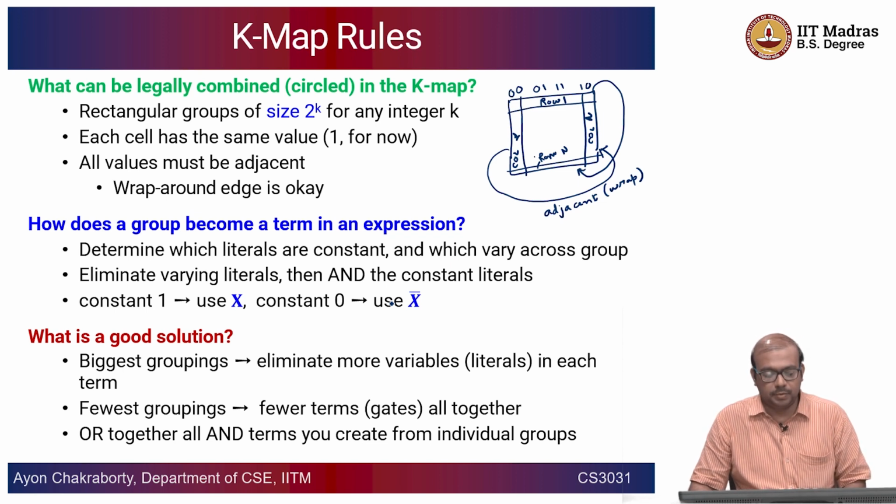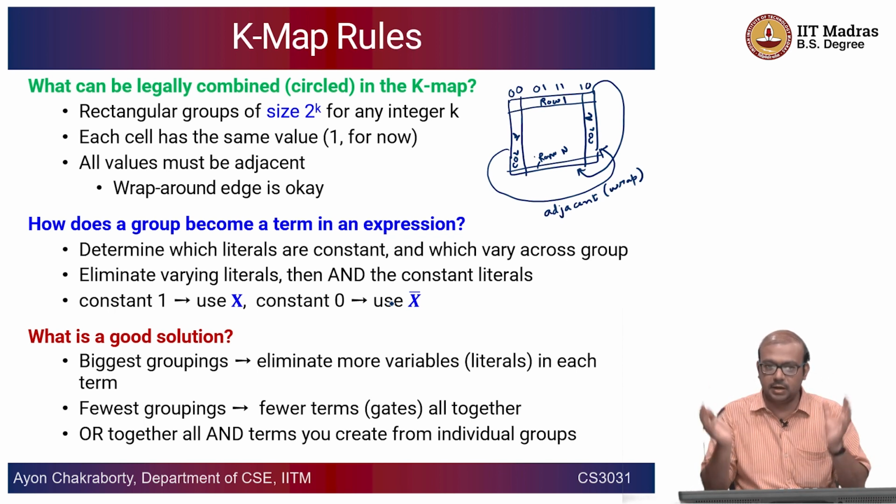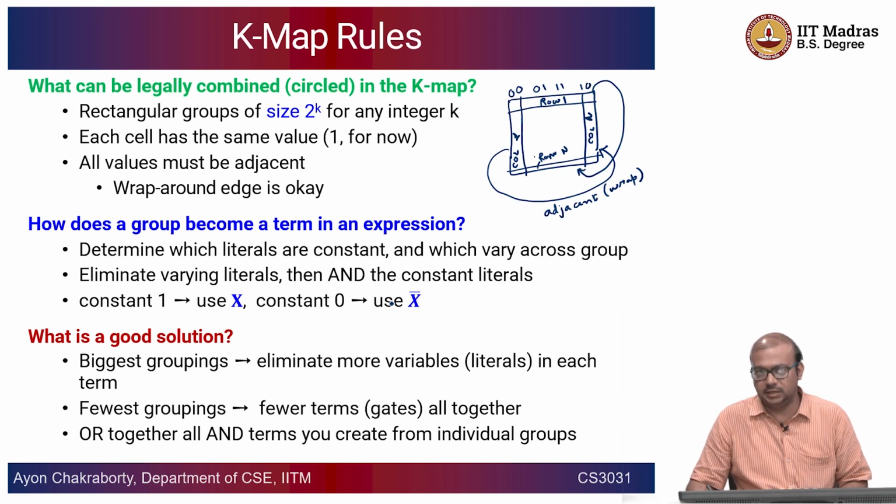And for the biggest groupings, what is a good solution? The biggest groupings eliminate more variables or literals in each term. So the bigger the size of that rectangle, the better your elimination, because adjacent terms next to each other are going to cancel out. So it is very important to make the group as large as possible, so more of the variables are eliminated. It's a way to guarantee that.